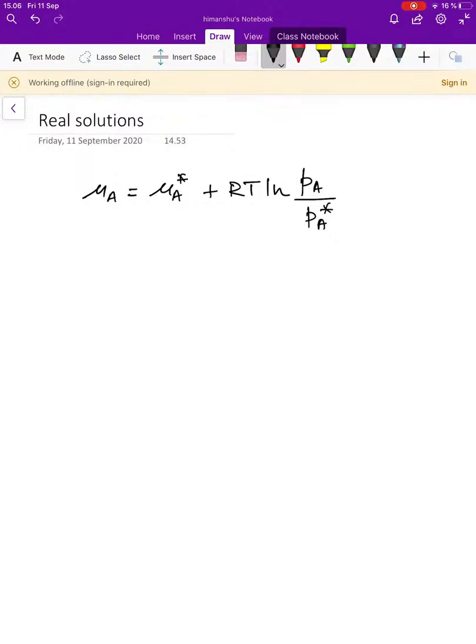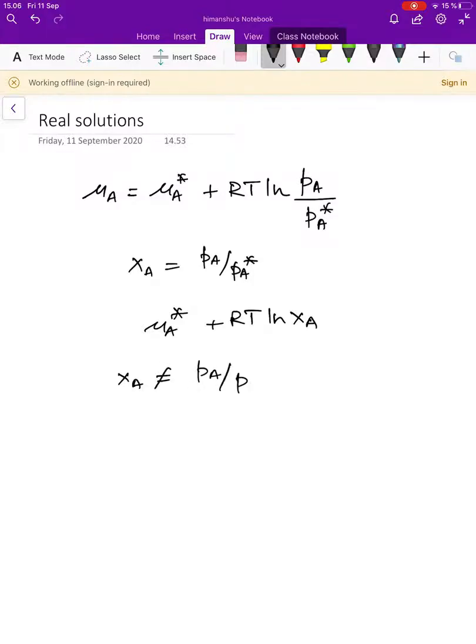If you have an ideal solution, then the mole fraction of the solvent in the liquid phase is equal to Pa by Pa star. And this equation becomes RT logarithm of the mole fraction of A. If the solution is not ideal, then Xa is not equal to Pa by Pa star.